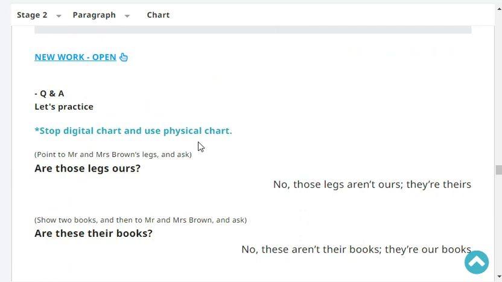Next, are those legs ours? No, those legs aren't ours. They're theirs. They are theirs. Very good.